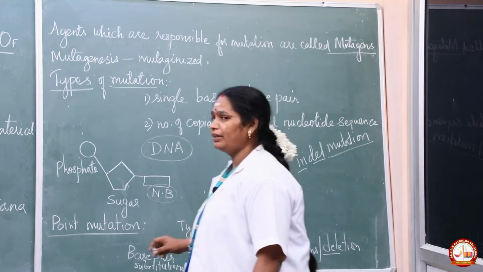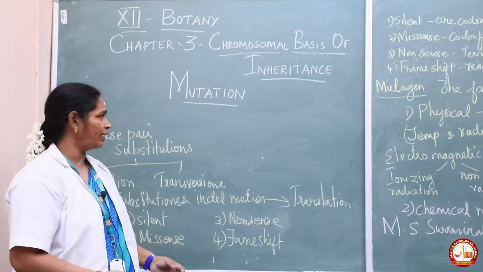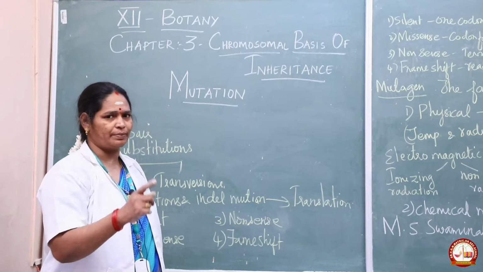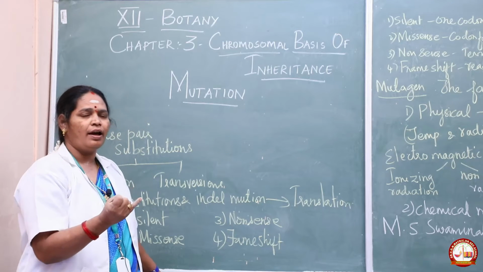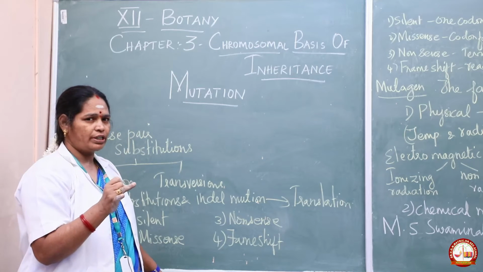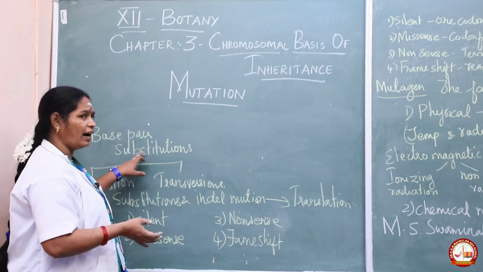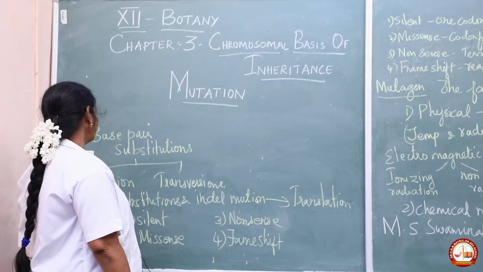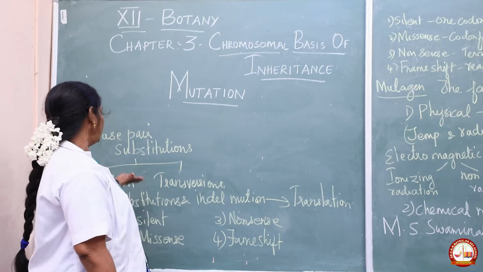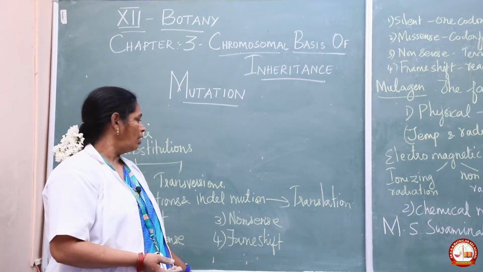Let me see it in detail. Children, as I said there, the point mutation is of 2 types. What are they? Base pair substitution, and another one, base pair insertion or deletion. That's also called as indel mutation. Okay, children. So base pair substitution is again divided into 2 types. What are they? Transition and transversion.